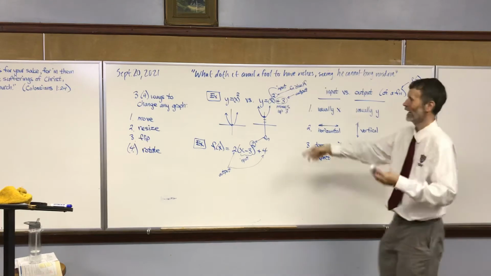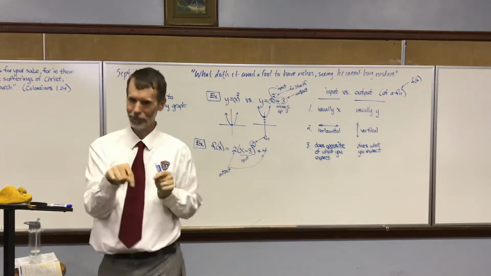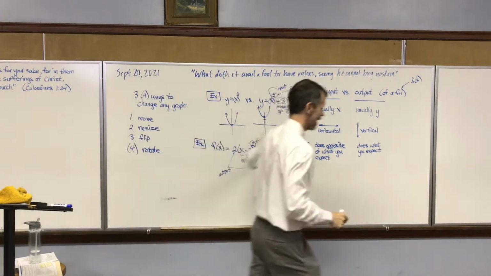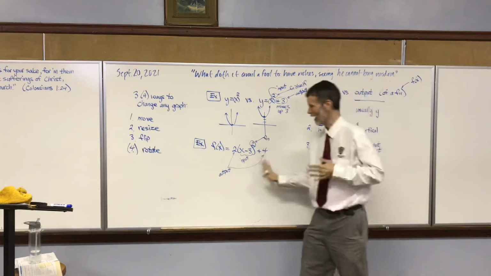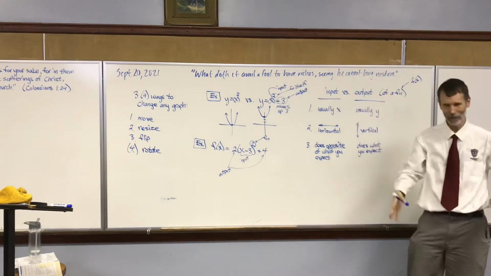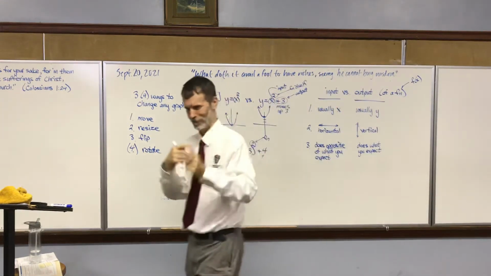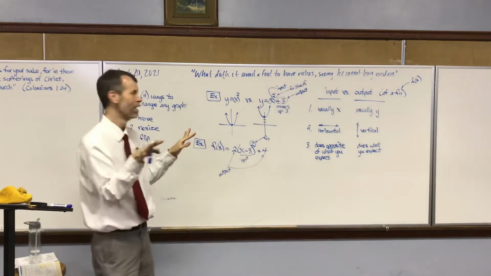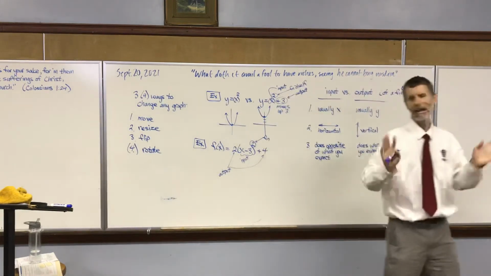So anytime you're doing anything in the input, adding, subtracting, multiplying, dividing, whatever, you're changing the input. You're changing the graph left, right. Anytime you change outside the square, you're changing the output. You're changing the graph up and down somehow. Either moving it or resizing it or flipping it up or down. Make sense? So if you can recognize in a formula what's input and what's output, half the battle is done.